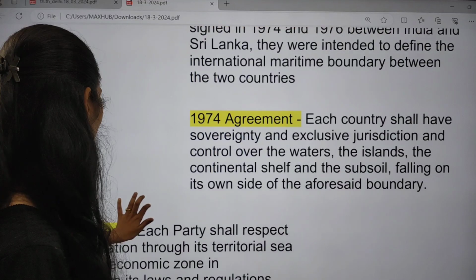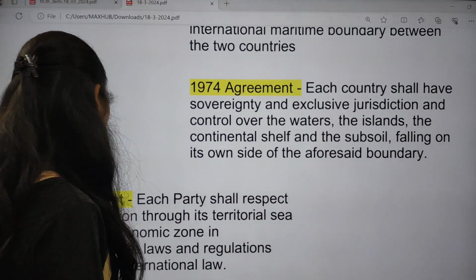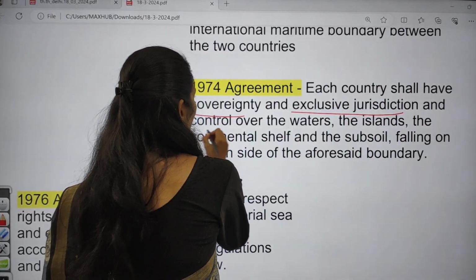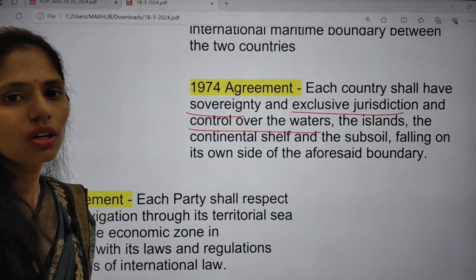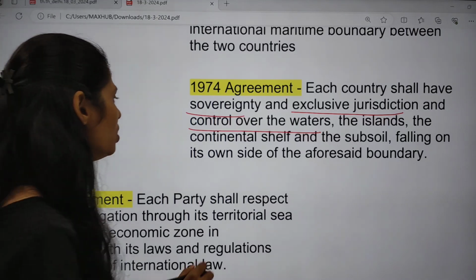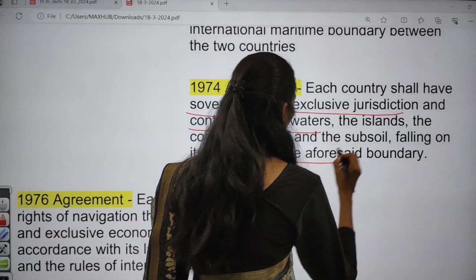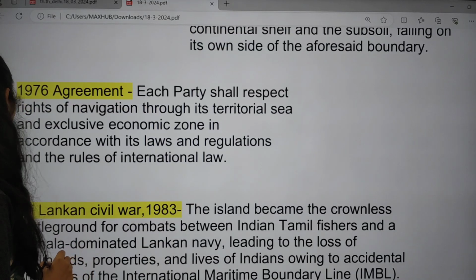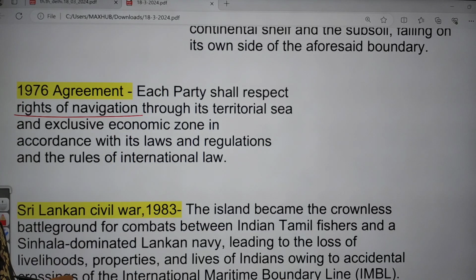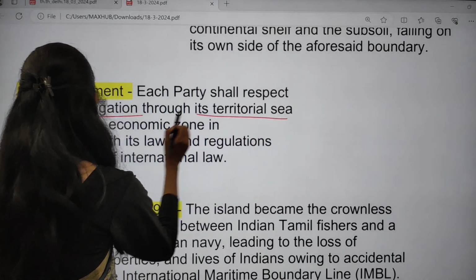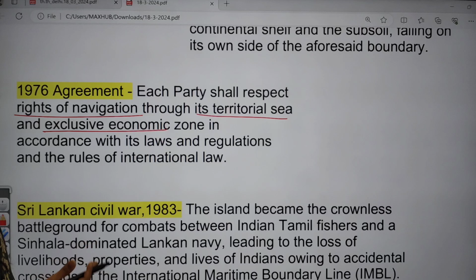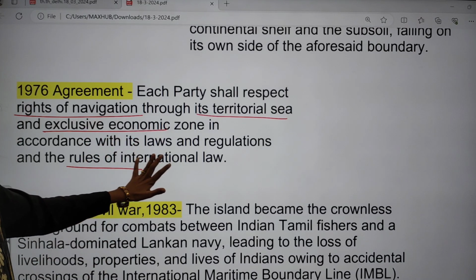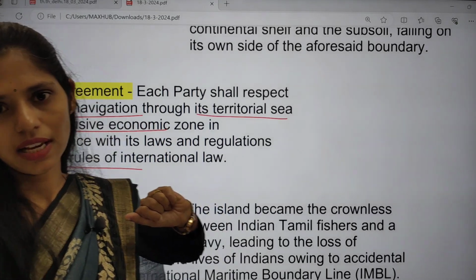As per the 1974 agreement, each country shall have sovereignty and exclusive jurisdiction and control over the waters, islands, continental shelf and subsoil falling on its own side of the aforesaid boundary. In the 1976 agreement, each party shall respect the rights of navigation through its territorial sea and exclusive economic zone in accordance with its laws and regulations and the rules of international law. These are the things said in the 1974 and 1976 agreements.